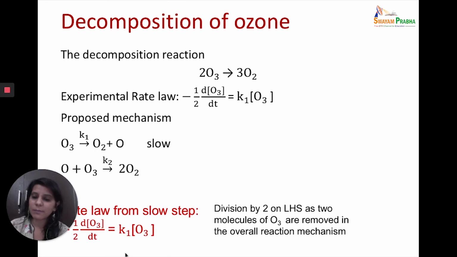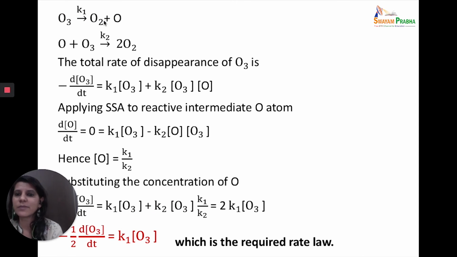Now, based on the slow step, I could do that. But suppose I did not know that this was a slow step. Let's suppose I had no idea that this was a slow step and I knew that they were of comparable rates. Then in that case, I can write down my rate law in terms of ozone, with ozone as the reactant, so minus d[O3]/dt.